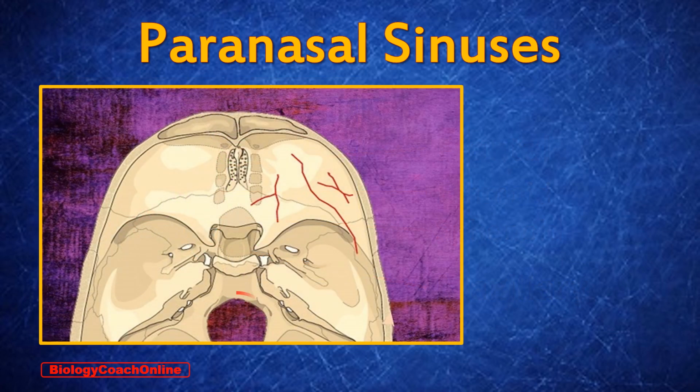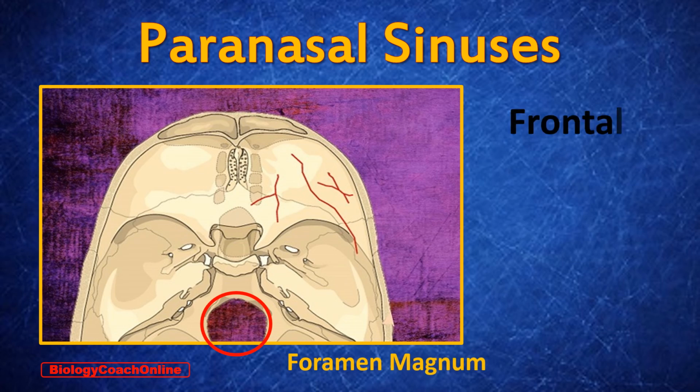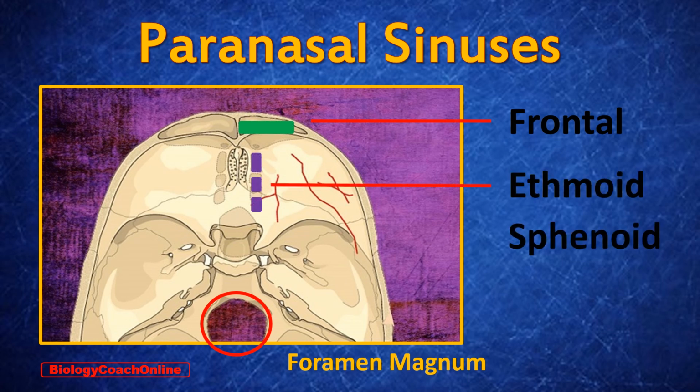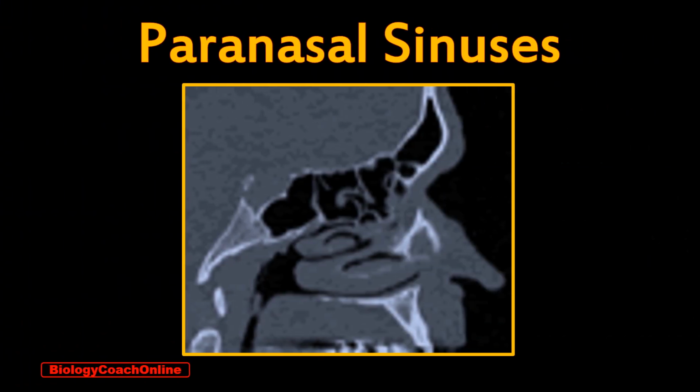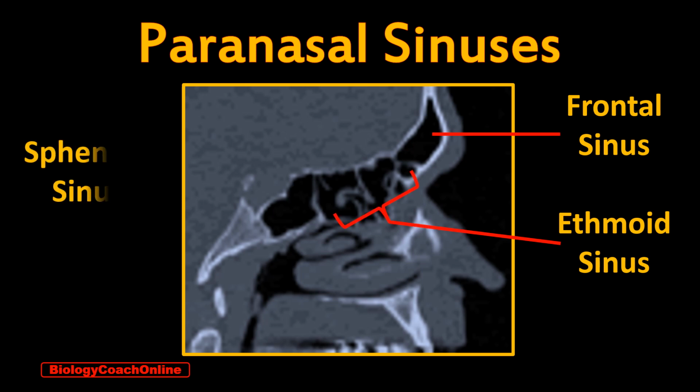Can you identify this structure? I hope that you said foramen magnum. So again we see the relative positions in the skull of the frontal sinus here, the ethmoid labyrinth, and the single sphenoid sinus. In this CT scan, you can see the frontal sinus, the ethmoid labyrinth, and the sphenoid sinus. And by the way, here is the area of the oropharynx.